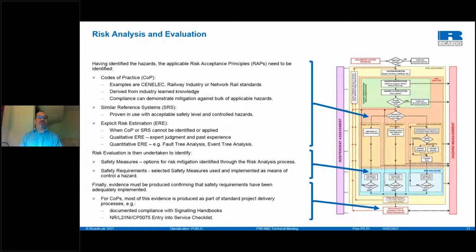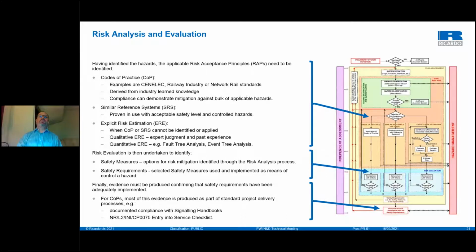So just to mention codes of practice: you should be doing this mainly as part of your business as usual activities. So you will be documenting evidence in compliance with signalling handbooks, signalling testing, signalling installation, signalling design, and the project as a whole will be completed for Network Rail projects. The entry into service checklist will in effect provide an index that demonstrates you've complied with the requirements of the Network Rail safety management system.